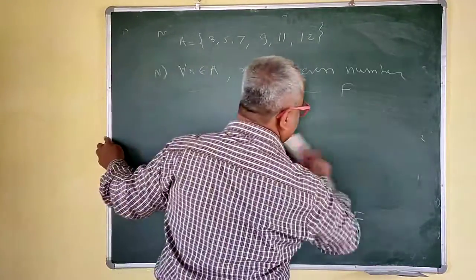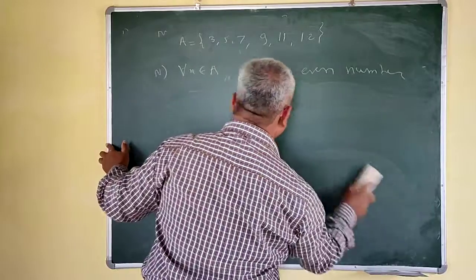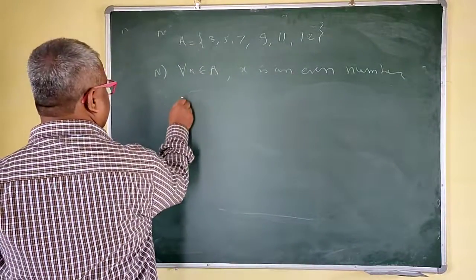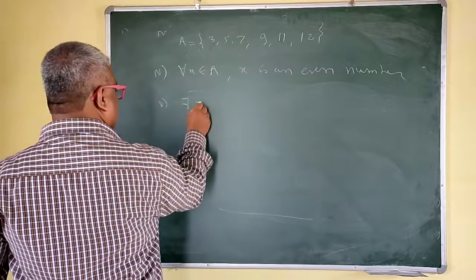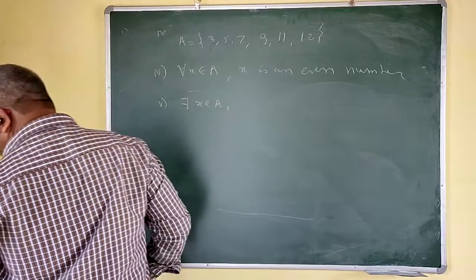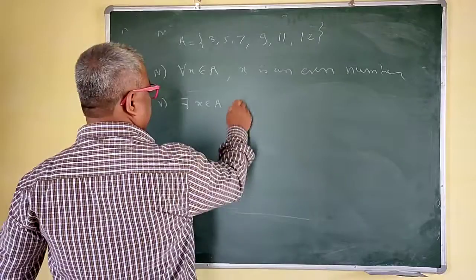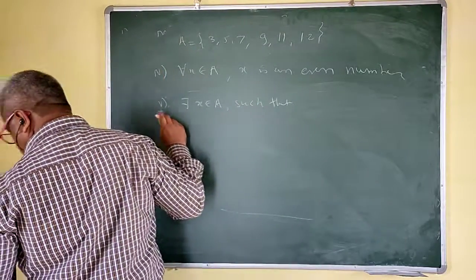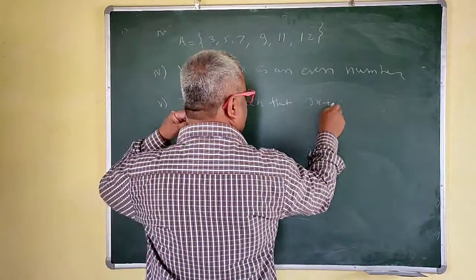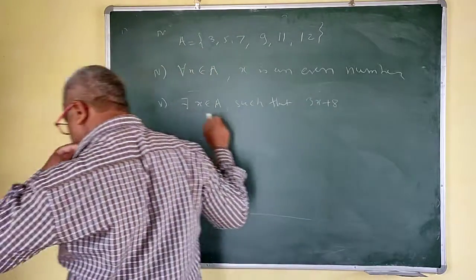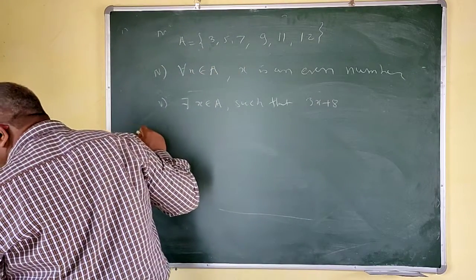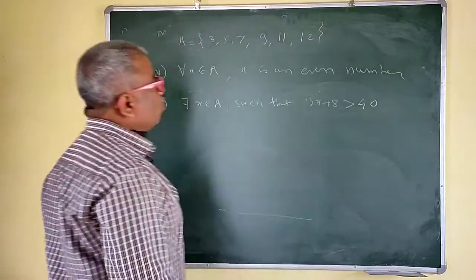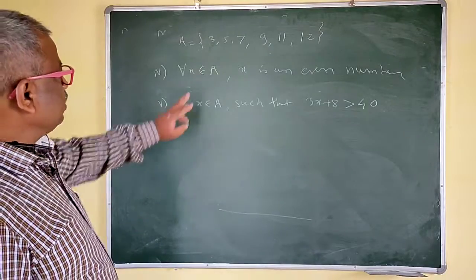If it is there exists, then the statement truth value will be true. Right now what this truth value is false. There exists x belongs to A such that 3x plus 8 is greater than 40. So we'll check whether it exists, right?